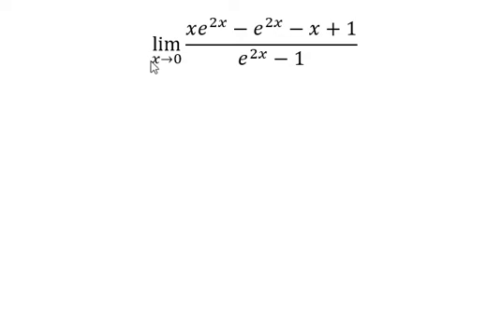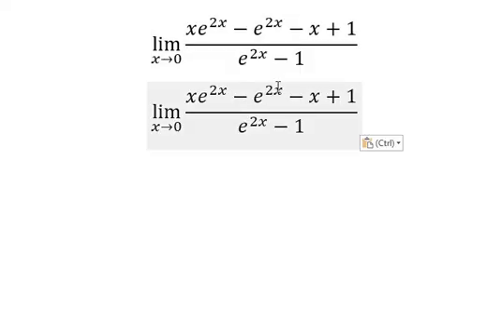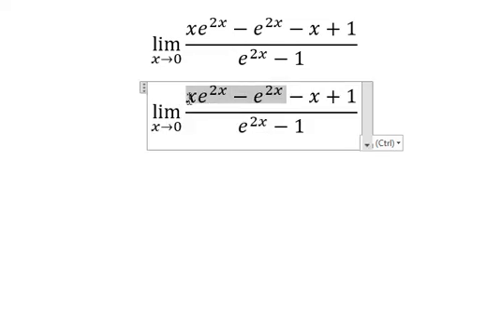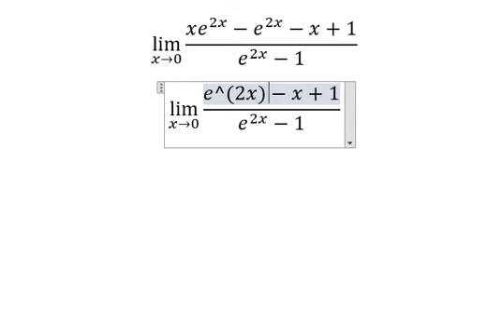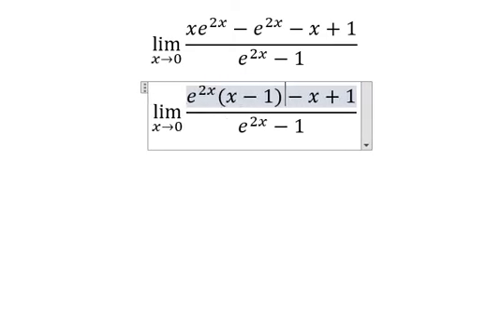The topic today is about limit. So now I will show you how to answer. We need to do factorization by e to the power of 2x and e to the power of 2x for this one. So we have e to the power of 2x and we have x minus 1.